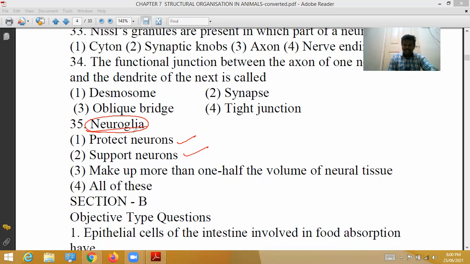These cells have different kinds of shapes and transmit impulses from one neuron to another neuron. So here, they protect neurons, support neurons, and make up more than half of the volume of neural tissue. 50% means half. So these three options are correct. That is, the fourth option, all of these, is the correct option.